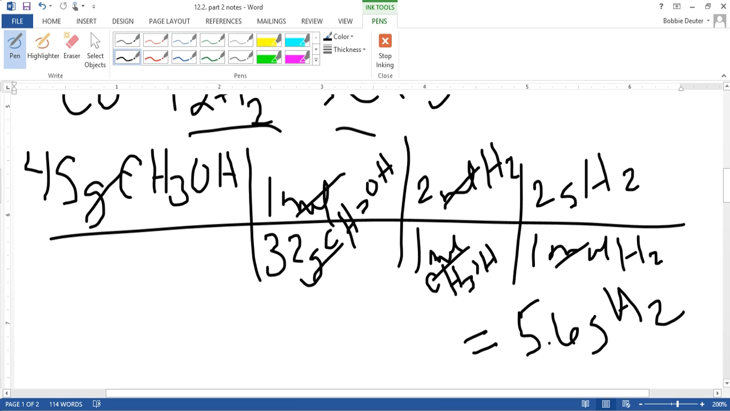Now remember, labels cancel as we go. So what you see is a diagonal relationship. Labels are the same. Labels are the same. This is what you have in your answer.